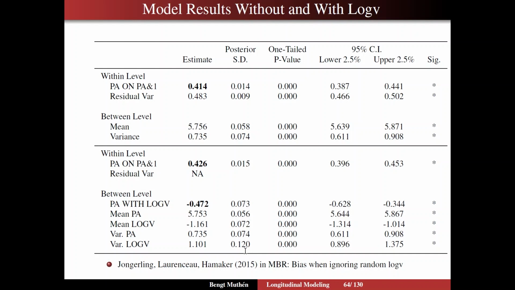You may also want to take a look at this MBR article, an earlier article from 2015, where they talk about biases in the results when ignoring the random nature of the residual variance. In that analysis, I believe there was also a random autocorrelation, which was really the driver of the bias.